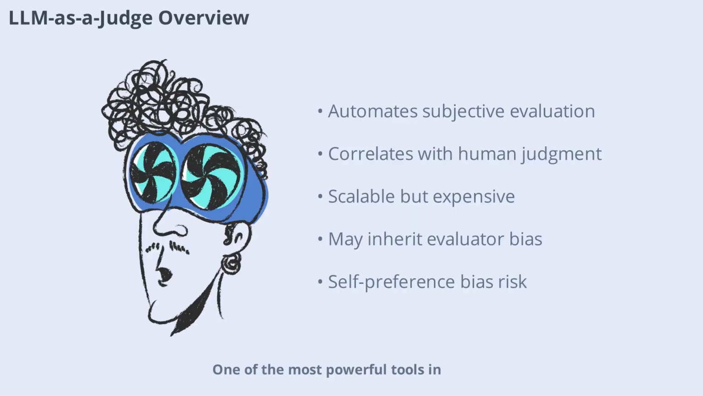One of the most powerful tools in LLM evaluation is the concept of LLM-as-a-Judge. This approach uses a high-capability model like GPT-4 to grade the outputs of another model based on explicit rubrics. It automates subjective evaluation, such as tone and helpfulness, and correlates well with human judgment. However, it's important to note the trade-offs. While highly scalable, it can be expensive and may inherit biases from the evaluator model, including self-preference bias. Understanding these pros and cons is crucial for designing robust evaluation pipelines.